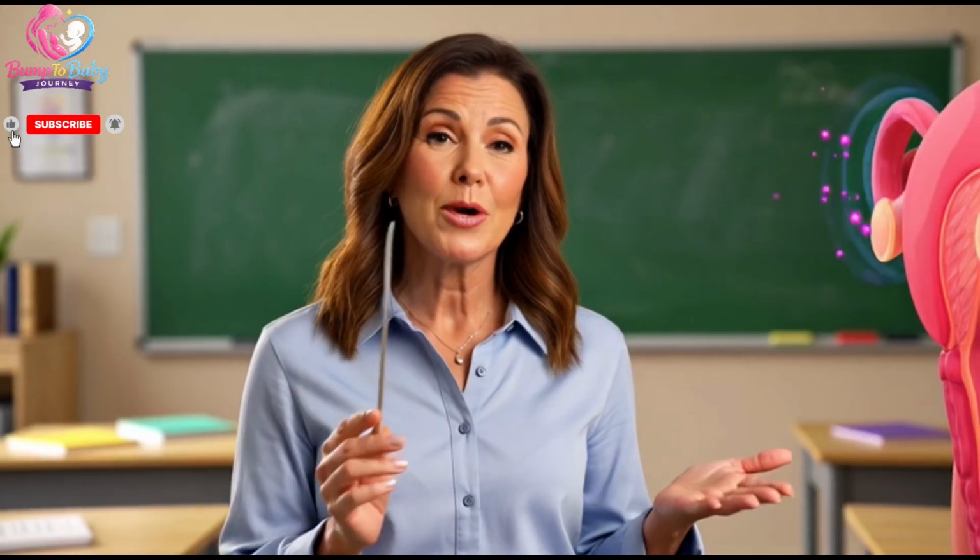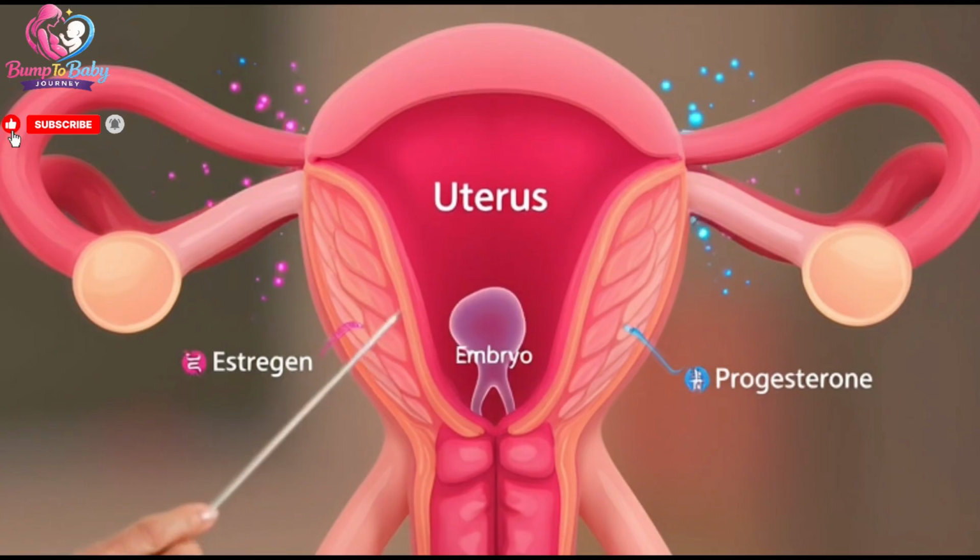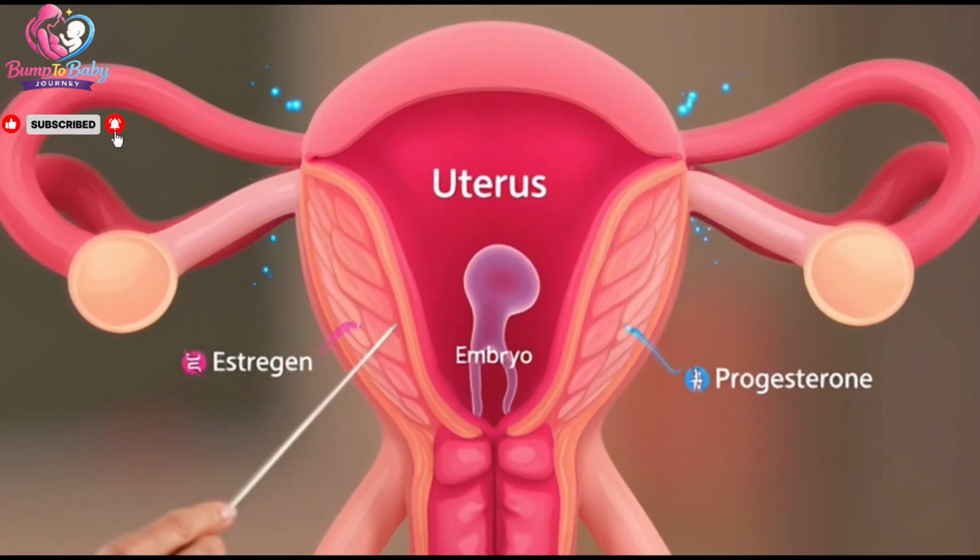Inside, the female body prepares for pregnancy. The uterus lining thickens, and hormones like estrogen and progesterone regulate this. An embryo can then implant and grow.